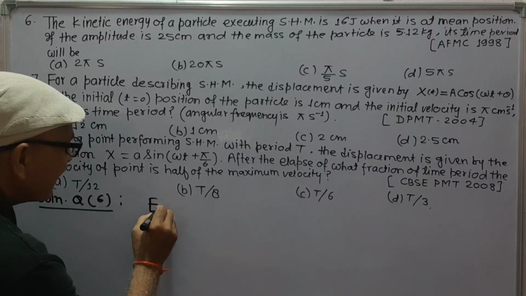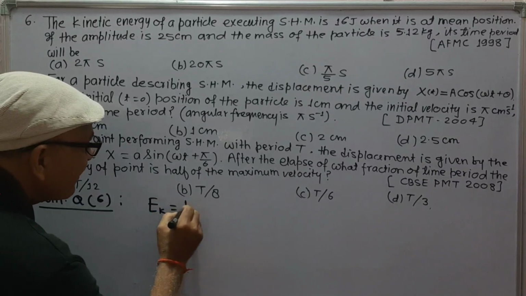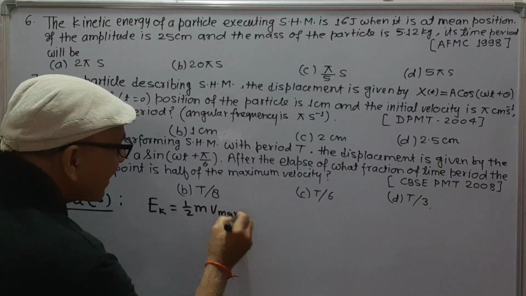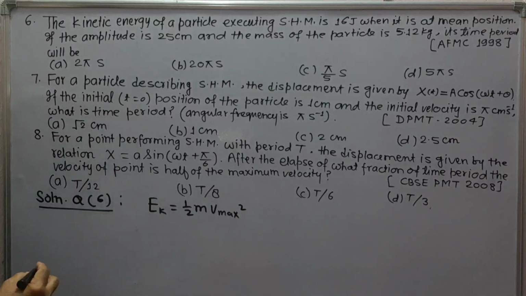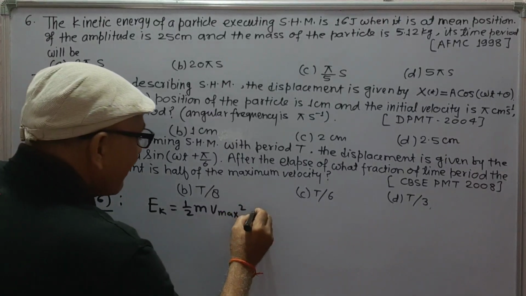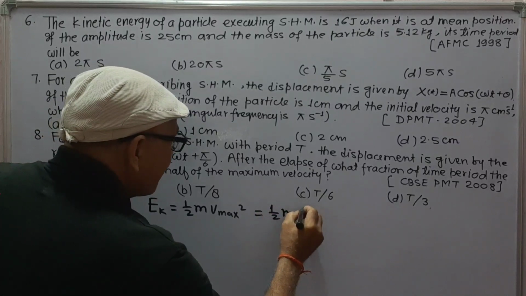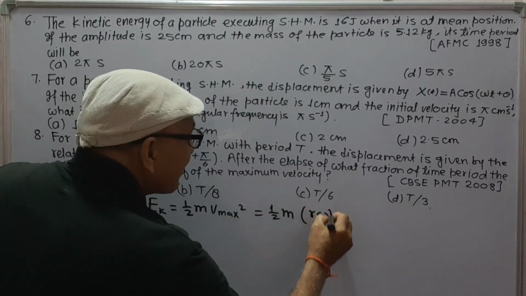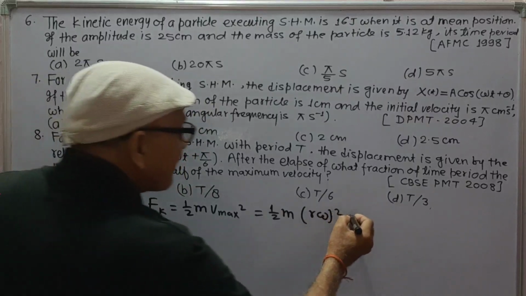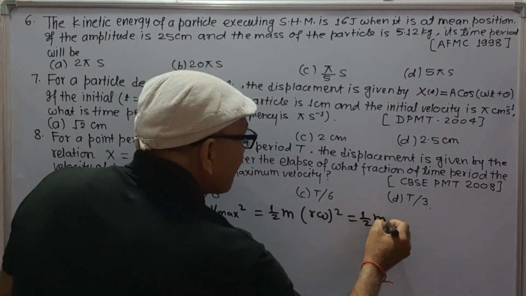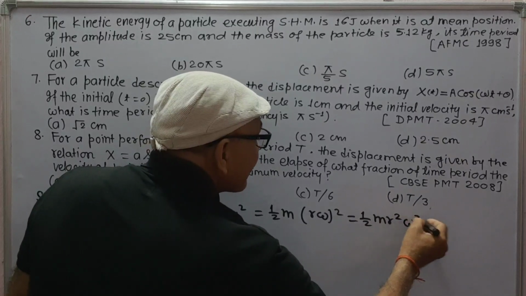Kinetic energy Ek will be equal to half m v max squared at the mean position, which will be equal to 1 by 2 m (v max is r omega) whole square, which is 1 by 2 m r square omega square.